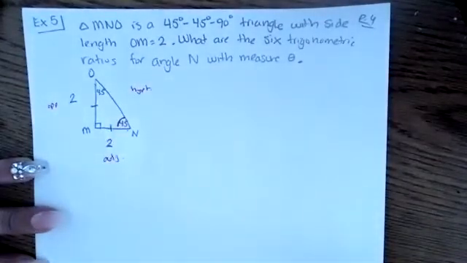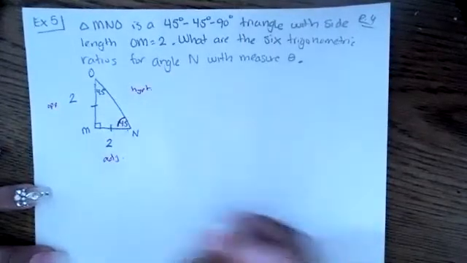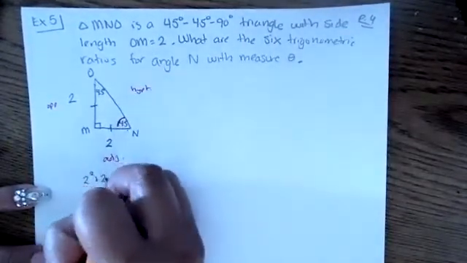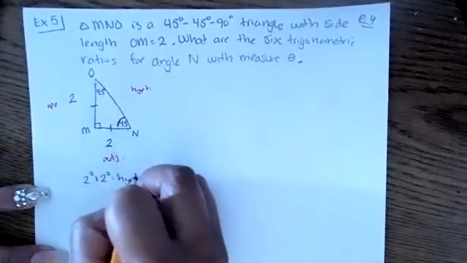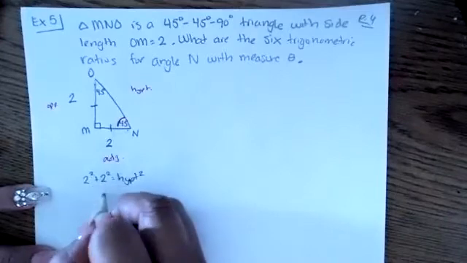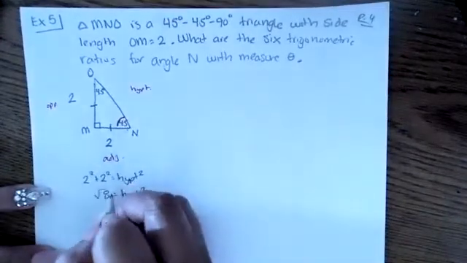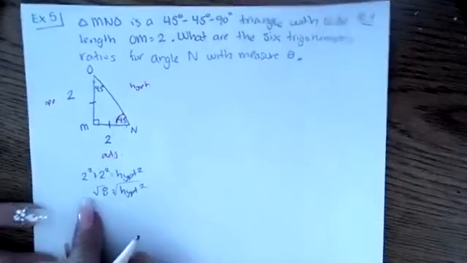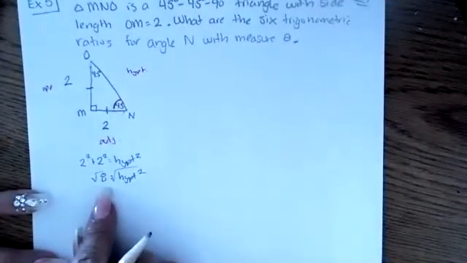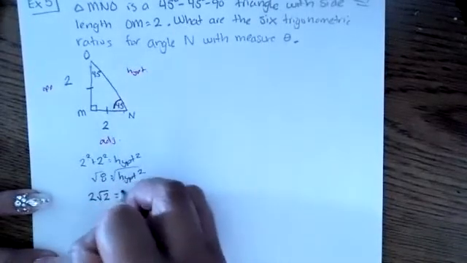Now, you can go ahead and do your 45, 45, 90 ratio, or I could do the Pythagorean theorem here. 2 squared plus 2 squared equals hypotenuse squared. 2 squared is 4. 2 squared is 4. So 4 plus 4 is 8. If I take the square root of both sides, the square root of 8 breaks down into a 2 and a 4. And the square root of 4 is 2, so it's 2 square root of 2.